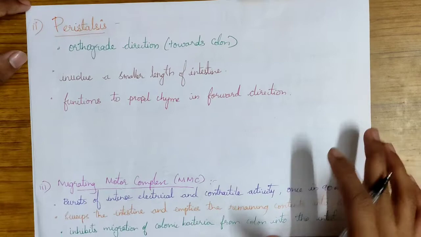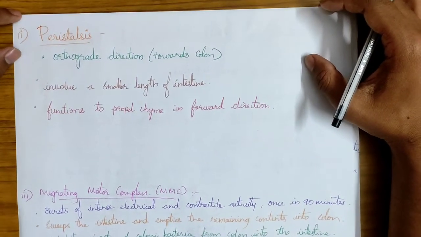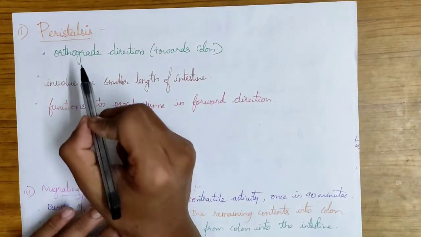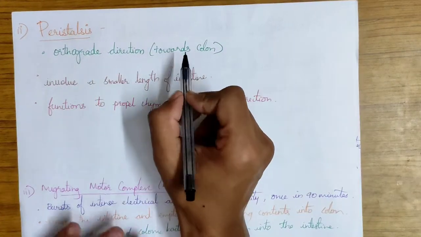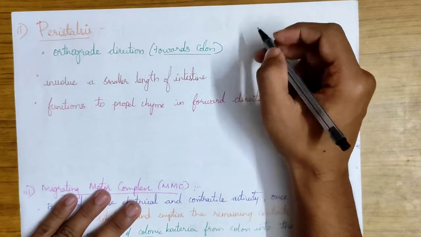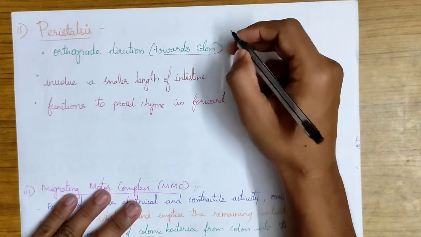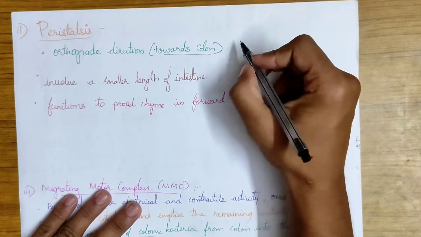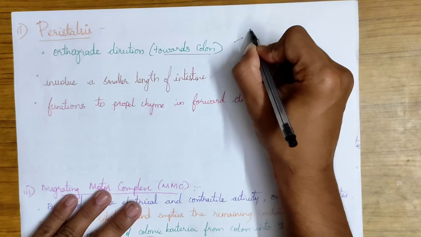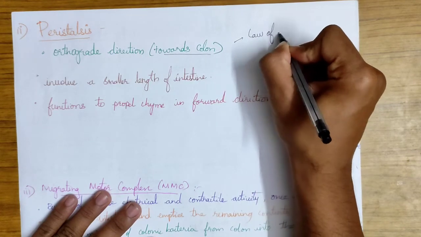So now let's talk about the peristalsis movement. So peristalsis takes place in the entire gut. In this, it is the orthograde direction or it is towards the colon. So actually peristalsis takes place in both directions, towards the mouth also and towards the anal direction also. But it is more prominent towards the colon. So therefore, that condition is called as law of intestine.